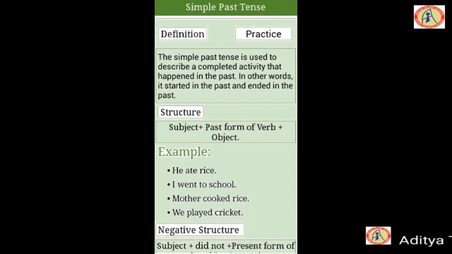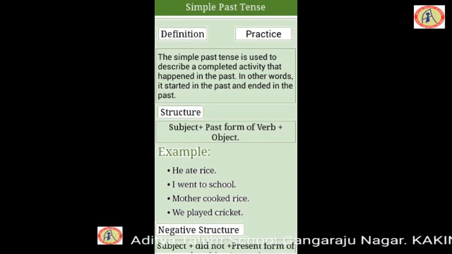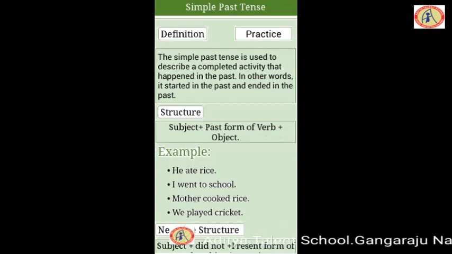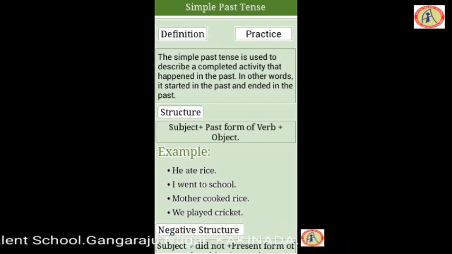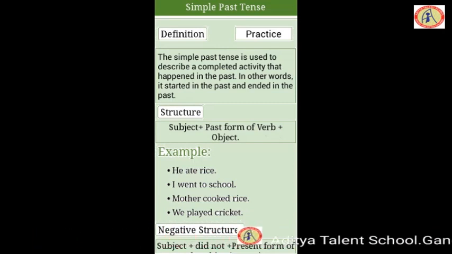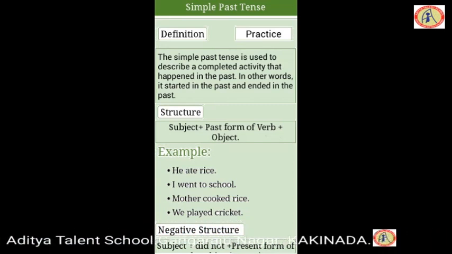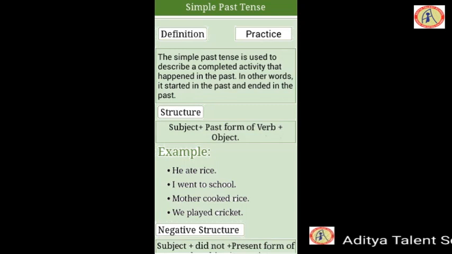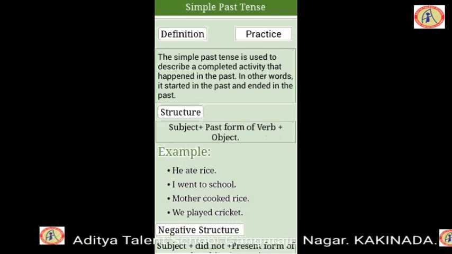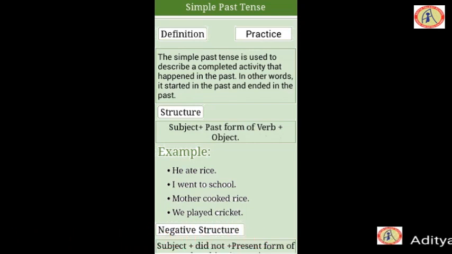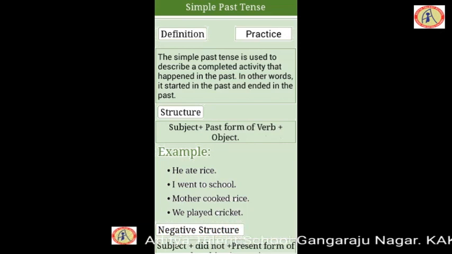If you go to negative, you should be very clear about it. It is followed by subject plus did not plus present form of the verb. See the example for that. He did not write the homework. Never use it as: he did not wrote the homework. Because did not plus wrote is a past form of the verb. Both the past form of the verb cannot come. So always remember: subject plus did not plus present form of the verb, means V1, plus object. This is our simple past tense.